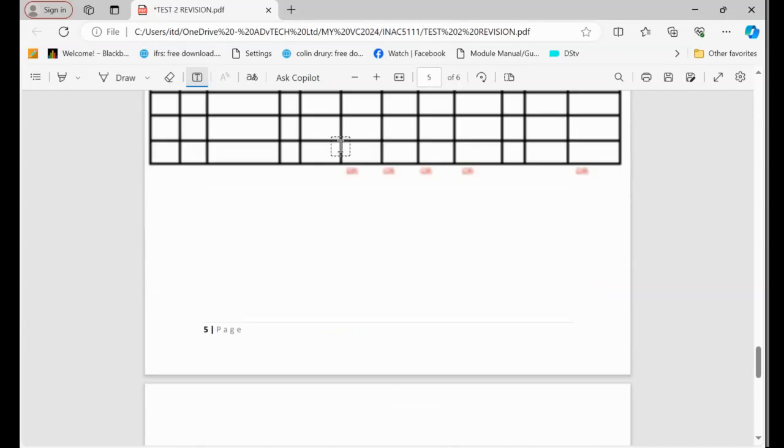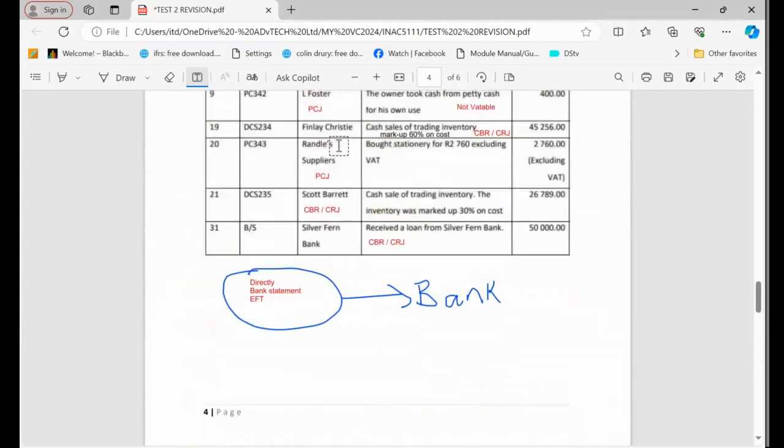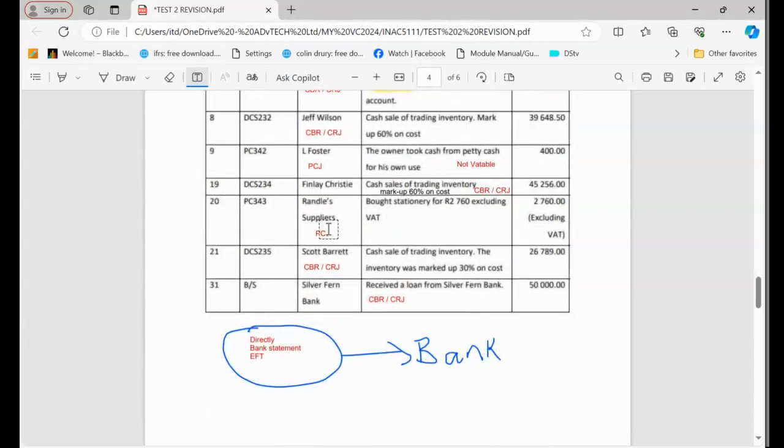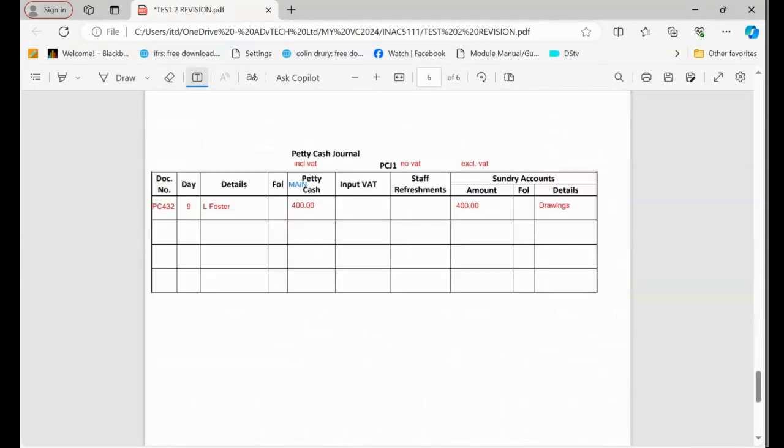Let's go. The next one is on the 20th. You see, there's a PCJ here. So we bought stationery excluding VAT of 2760. So now 2760 is excluding VAT. So I'm going to go and check now. I'm going to record the date. The PC is going to be PC433 because obviously the first one was 432. PC433. The date was the 20th.